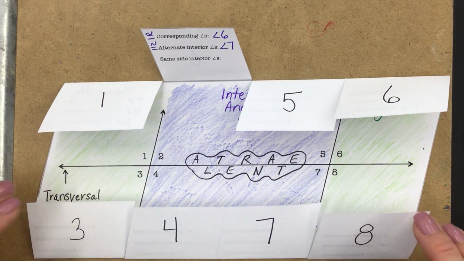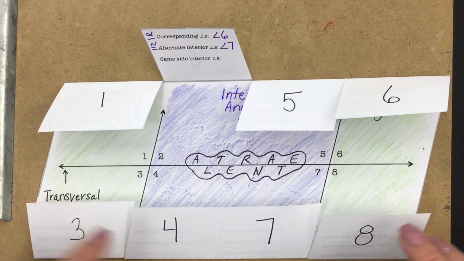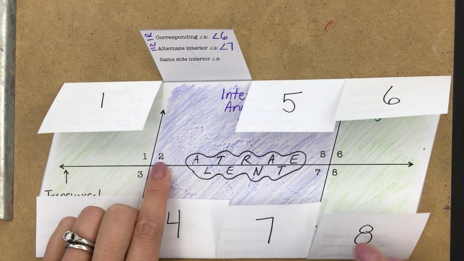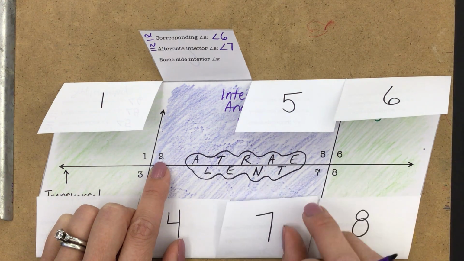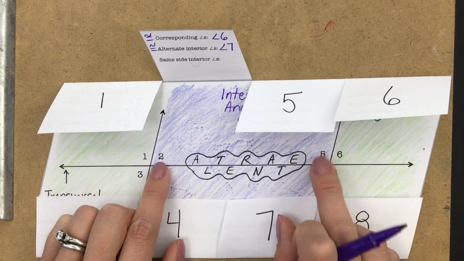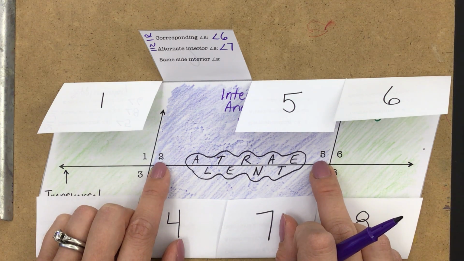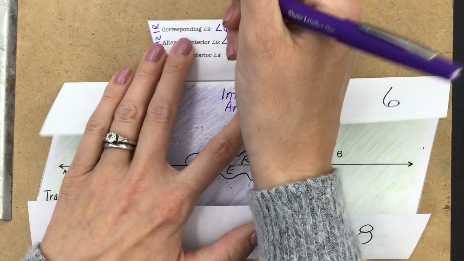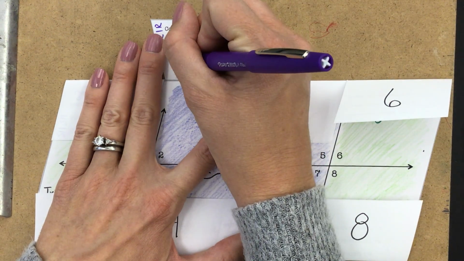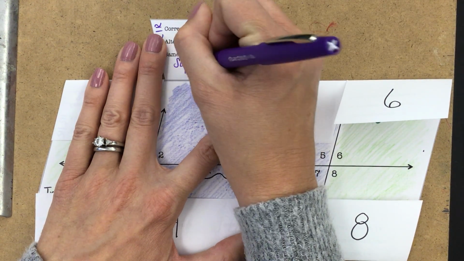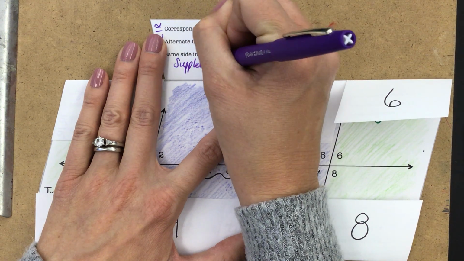Now the last one is the same side interior. So here's angle 2, and I want it to be on the same side as the transversal on the inside, the interior. So that would have to be angle 5. Angle 5. And these would be considered supplementary.